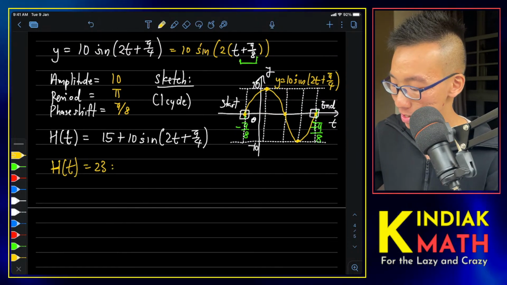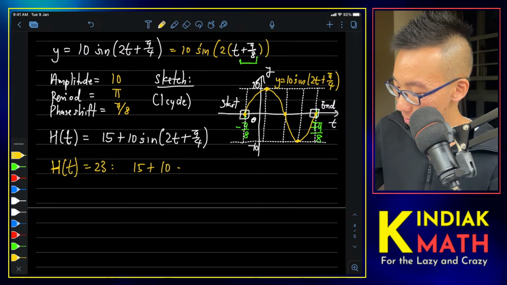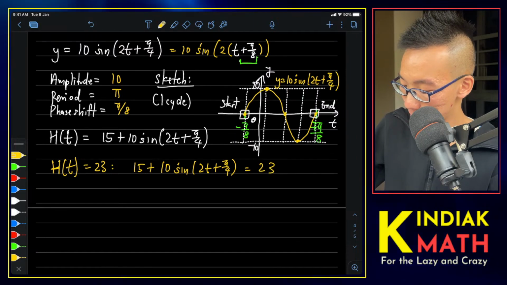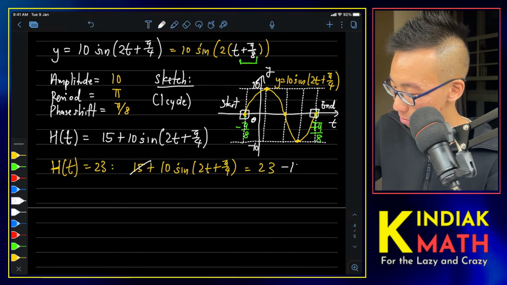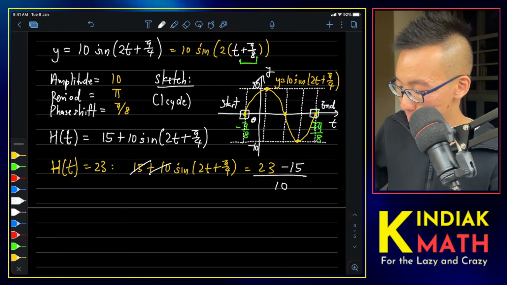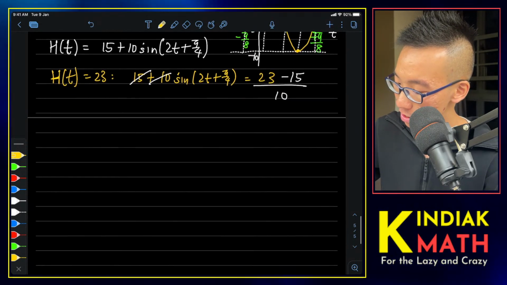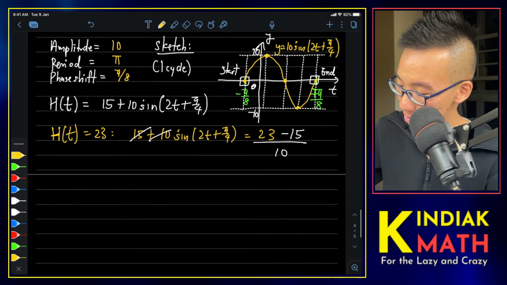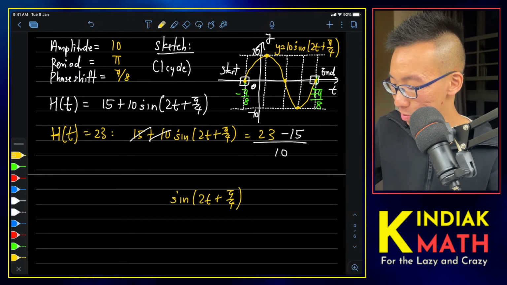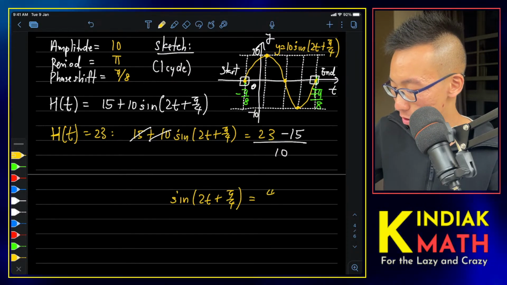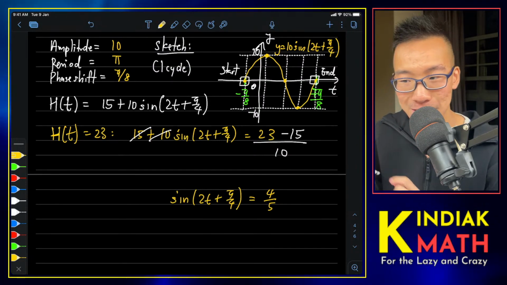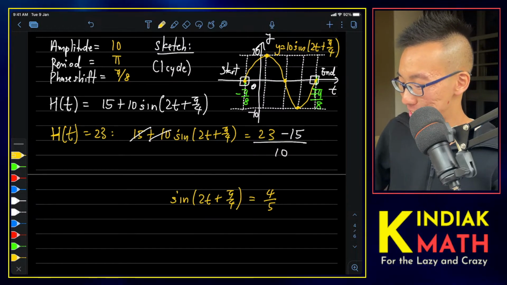How does that look for us? Well, we take h of t equals 23. We can subtract 15 on both sides and then divide by 10 on both sides. This gives us the relatively more straightforward equation: sine of 2t plus pi over 4 equals 8 over 10, so that's 4 over 5. Interestingly enough, this is a part of a very nice right triangle, but let's not go nerdy here.